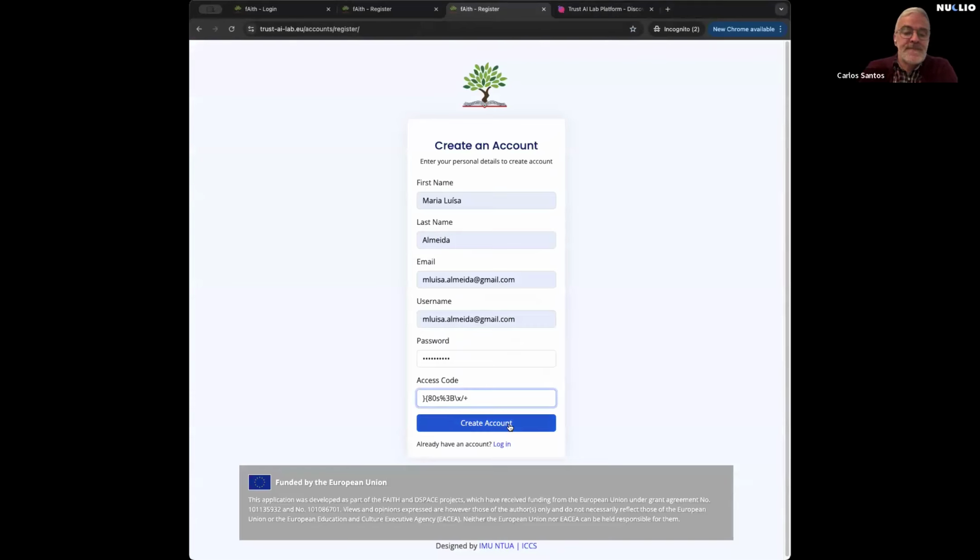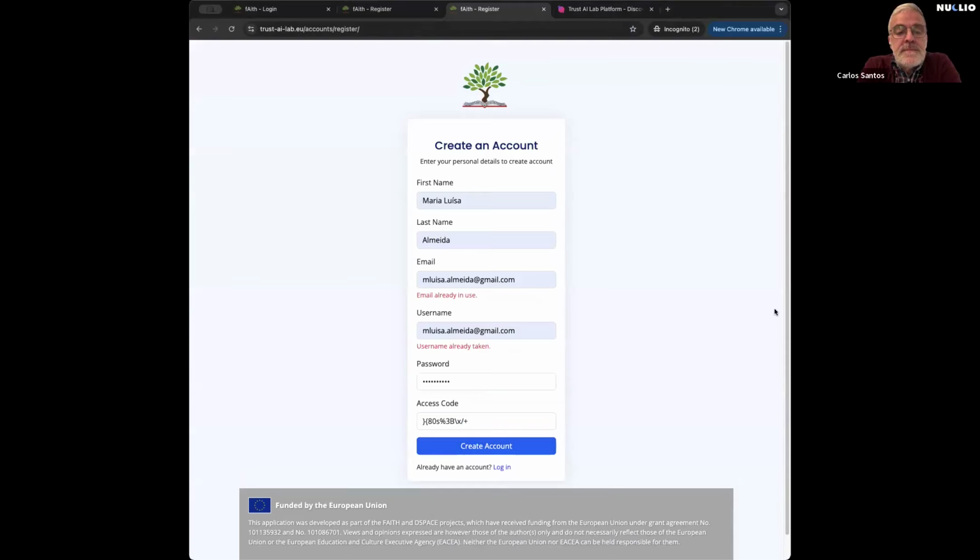So now you just have to create an account. Of course, I already have an account, so this isn't going to work. It's going to say email already in use, username already taken. So this won't happen to you, but it does happen to me because I already have an account with this email. It's pretty straightforward to create an account as long as you don't forget your username. That's why we advise you to use the email. And as long as you know the access code, you can either take it now from the chat or afterwards look it up in the manual.